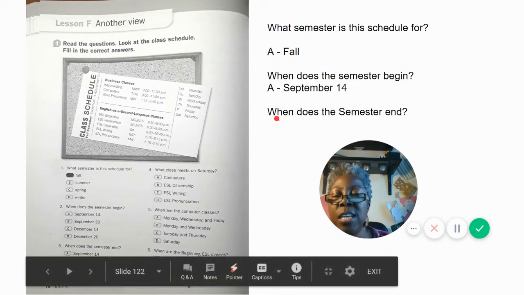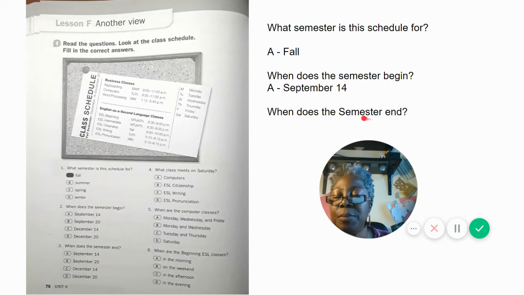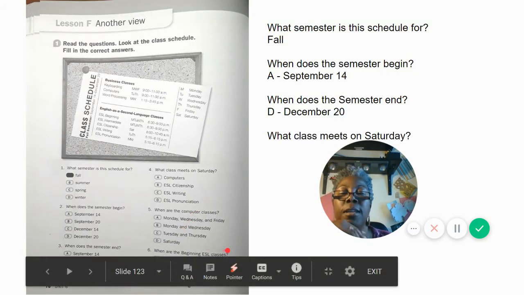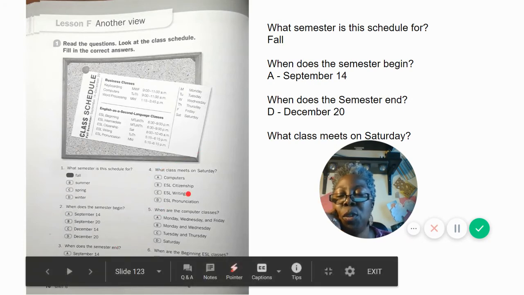Our next question is, when does the semester end? So we know when it starts. Now, when does it end? December 20th. December 20th, D.